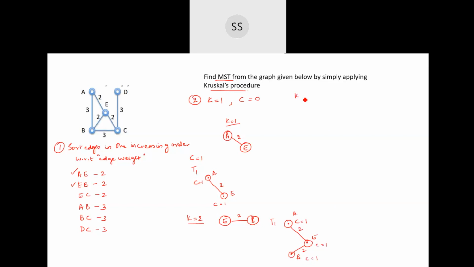Next, I'll increment my k value. K is set to be 3. The third edge I'm going to consider is EC. So when I take EC, the weight is 2. I check whether E belongs to any tree and C belongs to any tree. You can see that E belongs to the tree T1, but C doesn't belong to any tree.